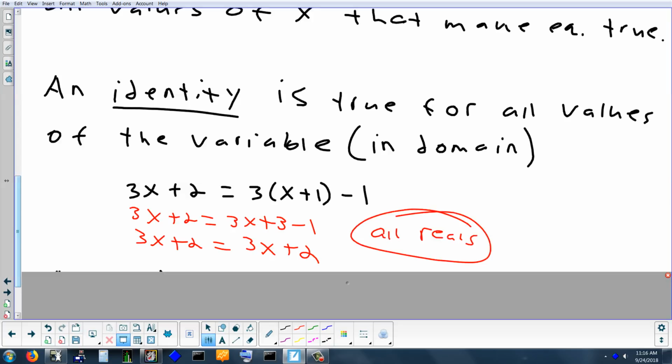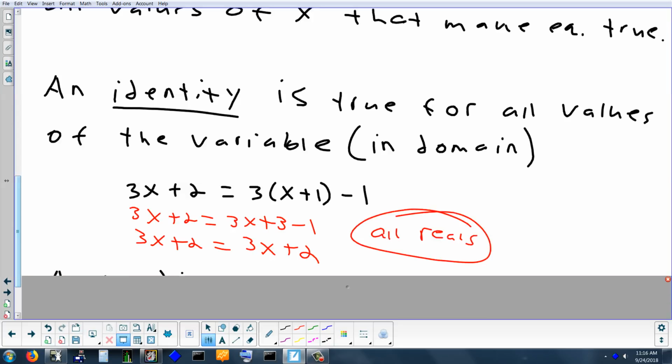Some people write true. Well, yes, it's a true statement, but what does that mean? It means that anything is an answer to it. And if you're still not sure, you're like, well, why is anything an answer? Just subtract 3x from both sides and look what happens. 2 equals 2. That's a true statement.